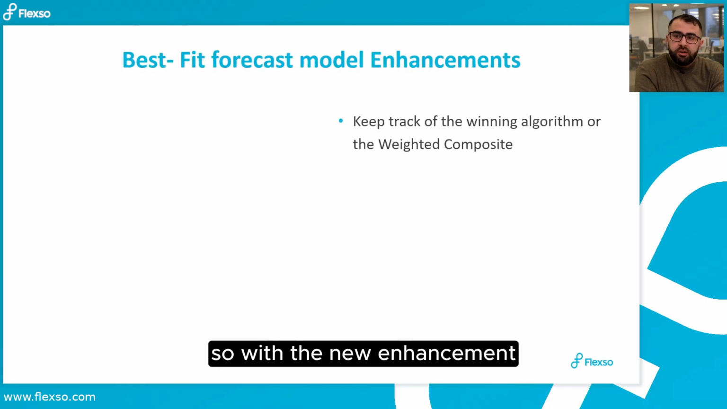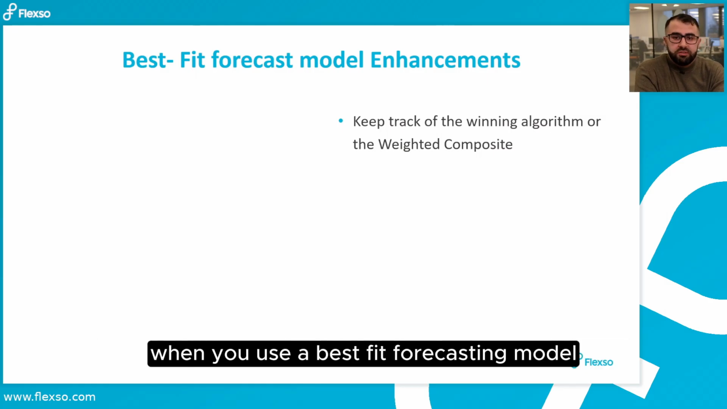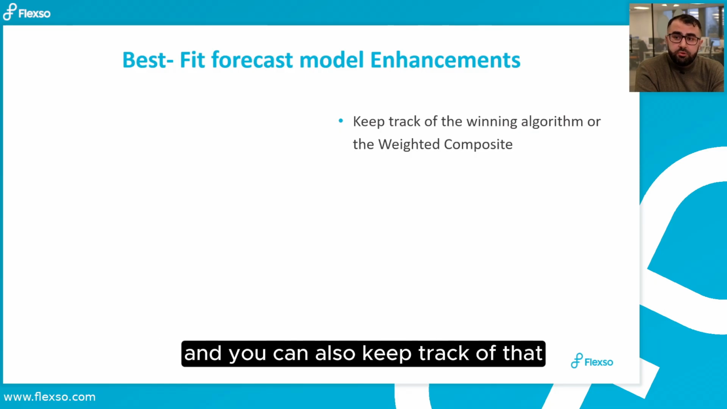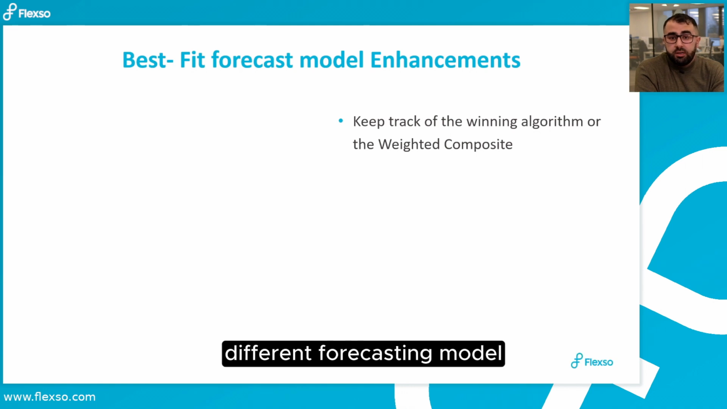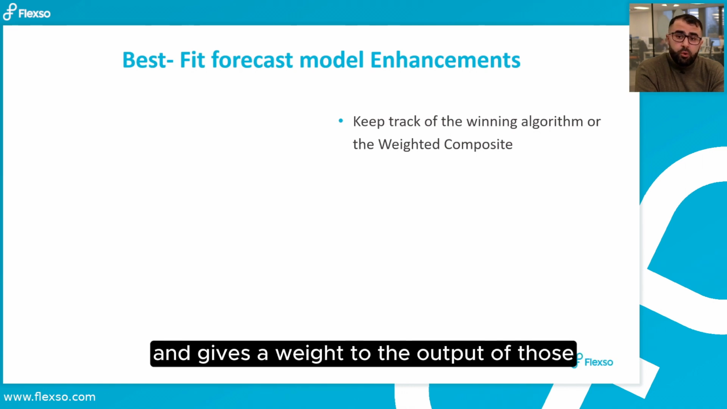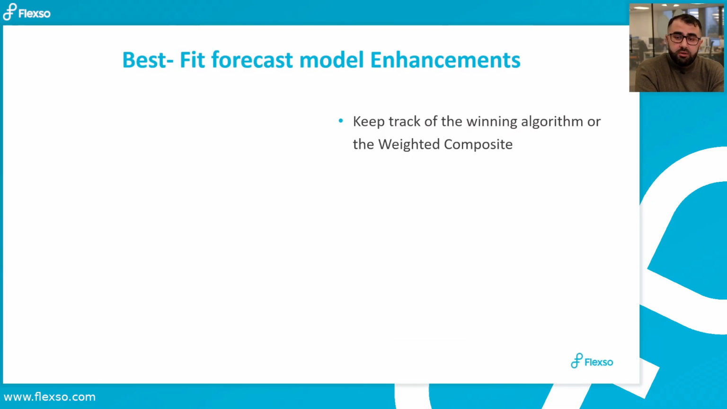With the new enhancement, you can keep track of which model has been chosen when you use a best fit forecasting model or when you use a weighted average model. The weighted composition is then saved, and you can also keep track of that. A weighted average model is a model that uses multiple different forecasting models and gives a weight to the output of those models, and that becomes the output of the weighted average model.